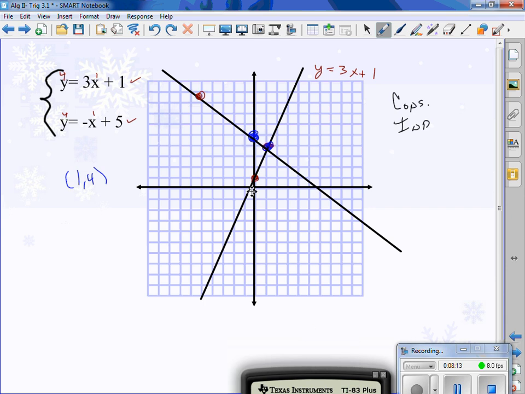Where I get the 1, over 1, up 4. Right. I do my x, then it's y. It's always x comma y. It's consistent, independent. I got an answer. They intersect.